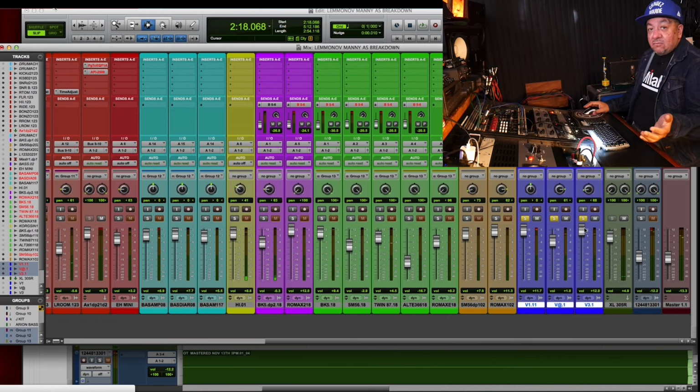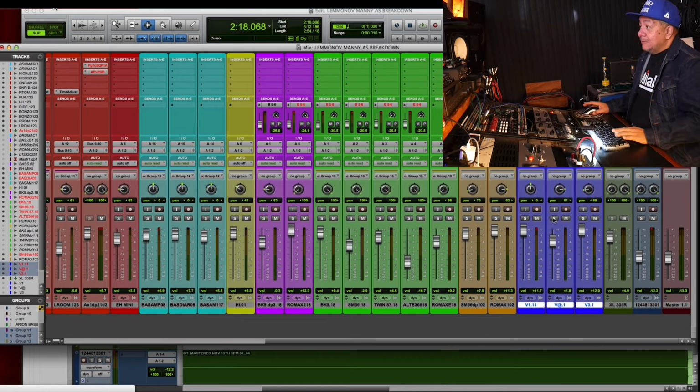I mean, that's massive on my speaker, so he's competing with all these drums and all these loud instruments, and then it works.